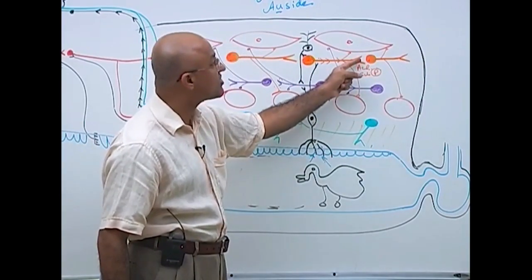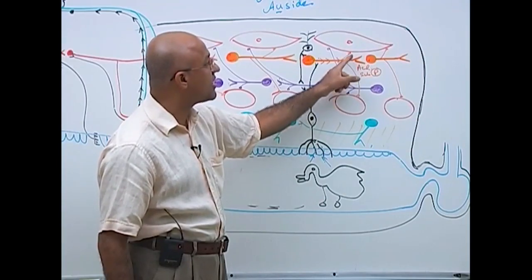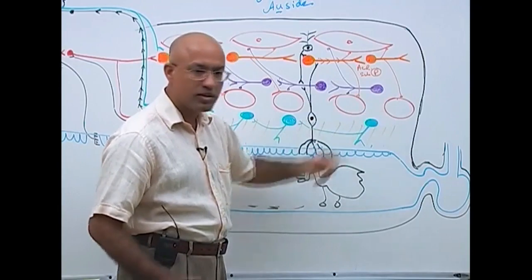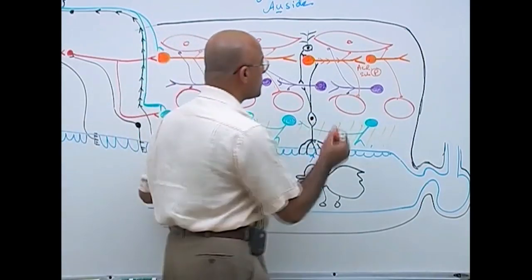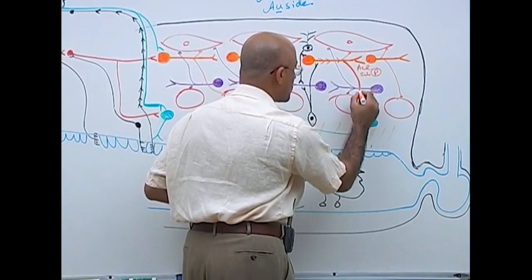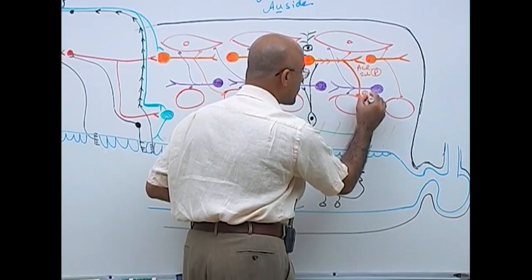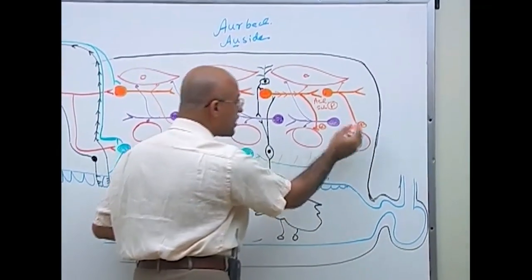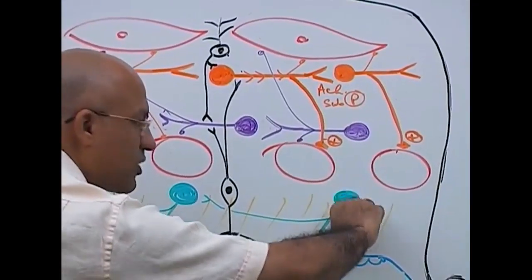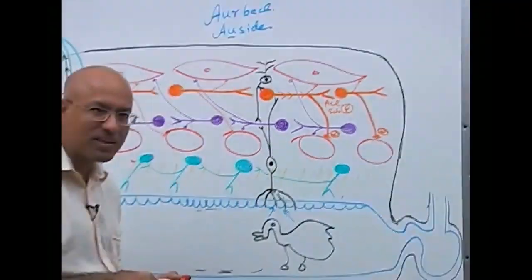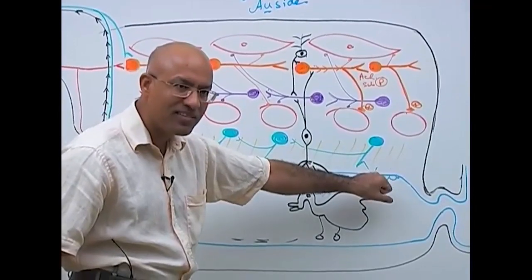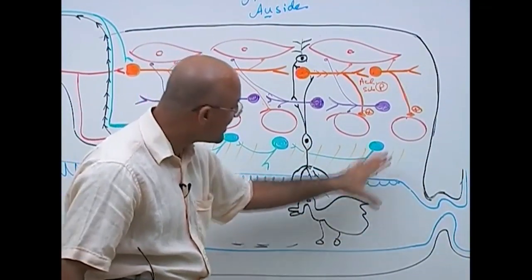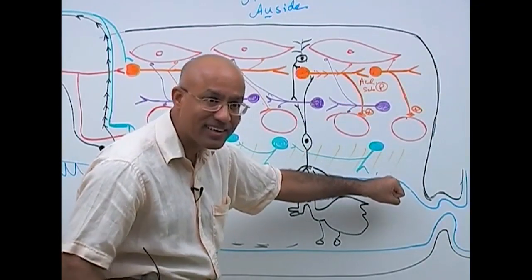When these neurons are stimulated, they will release their neurotransmitters on the circular side, and the circular smooth muscles will contract on this side. Right? So what will happen? A constriction will develop right behind the bolus, the chicken. So when this contracts, right?